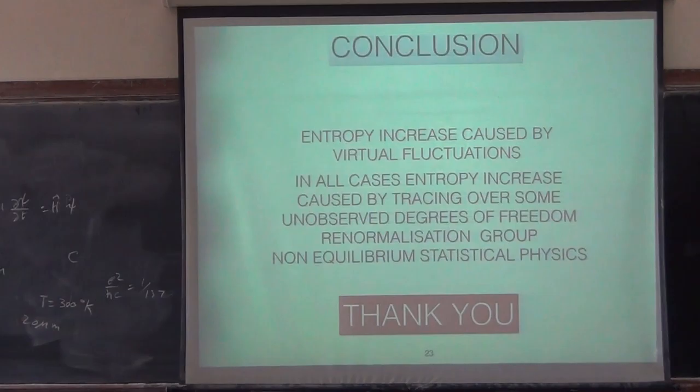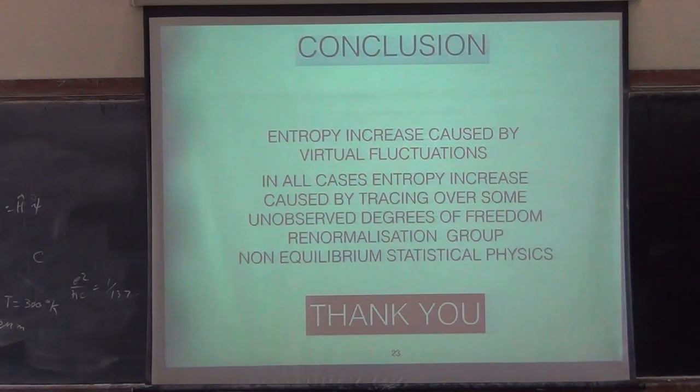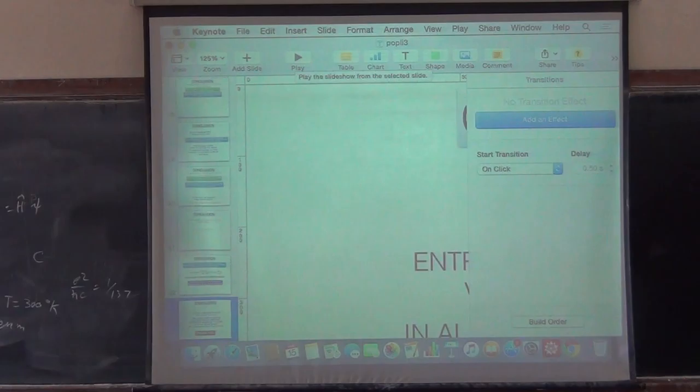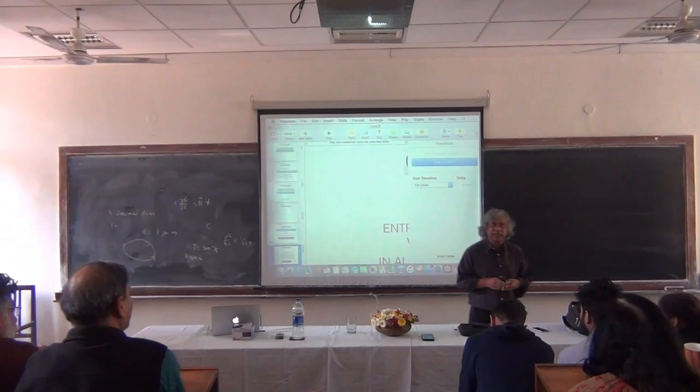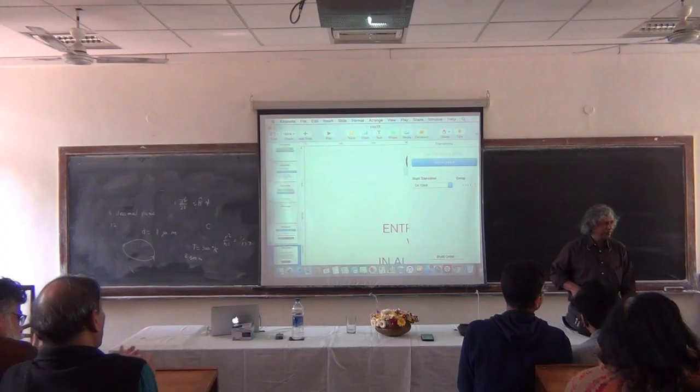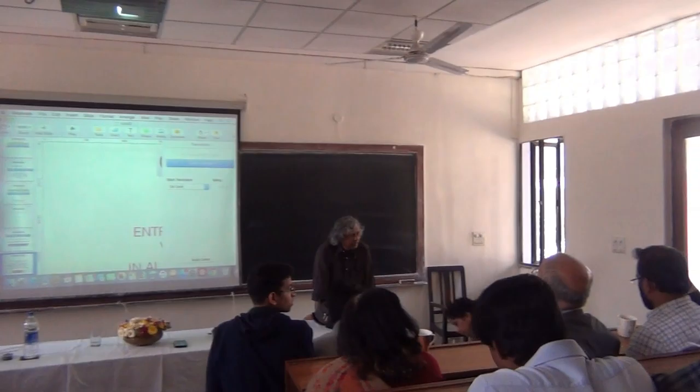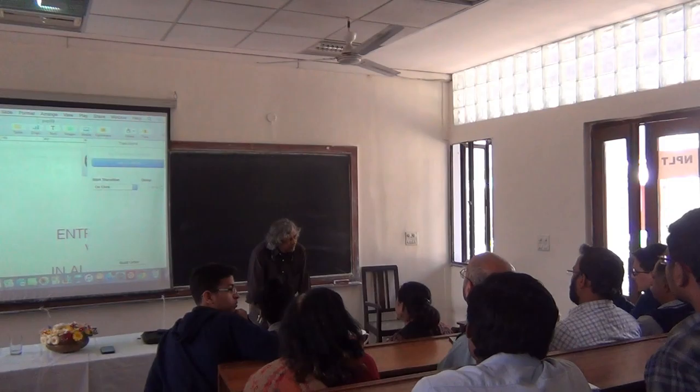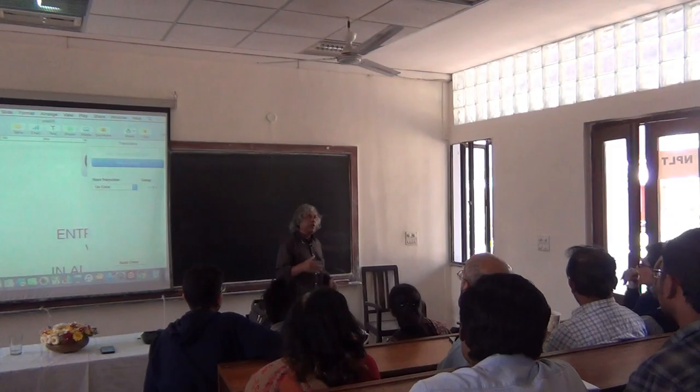So the entropy increase is caused by virtual fluctuations. And in all cases, the entropy increase is caused by tracing over some unobserved degrees of freedom, either ones that go beyond the horizon or ones that you choose to ignore. And in some sense, there's something to do with the renormalization group here. We're only interested in the low energy physics; we're integrating out degrees of freedom in some systematic way when we say we are ignoring degrees of freedom. So it looks like the theory of gravitation along with quantum mechanics results in something that has non-equilibrium statistical features. So that's really the end of this talk.